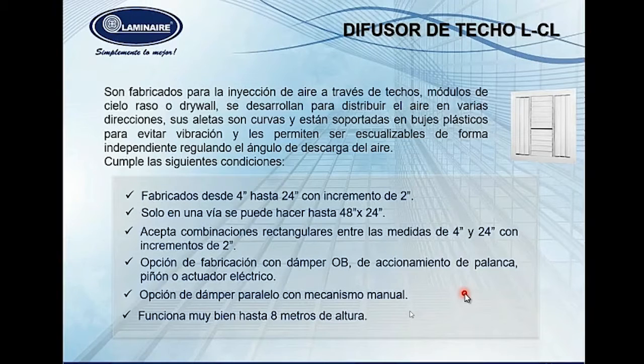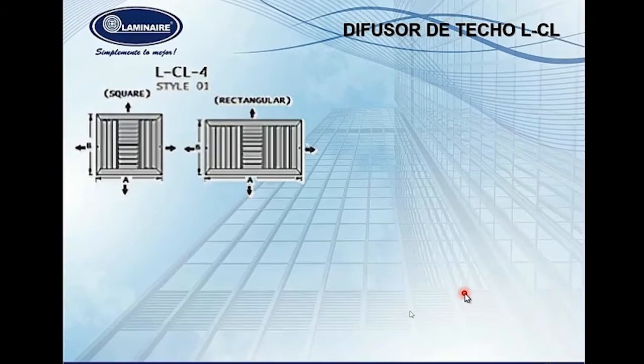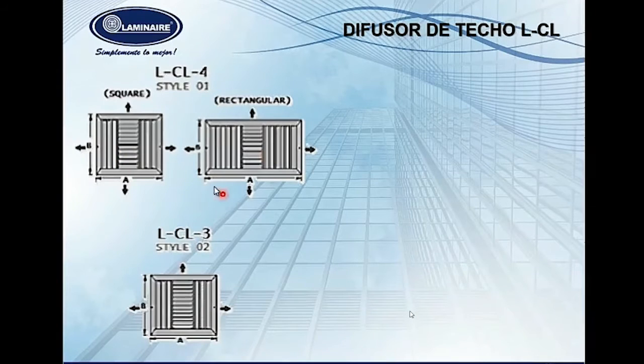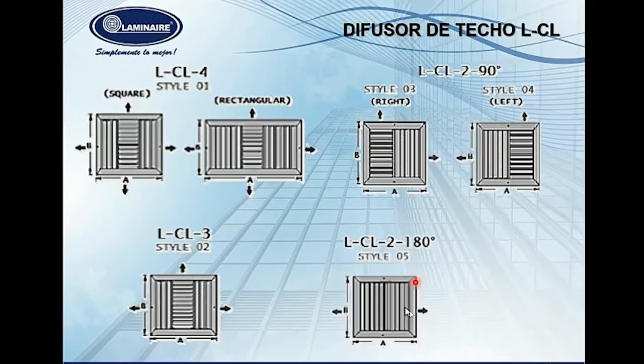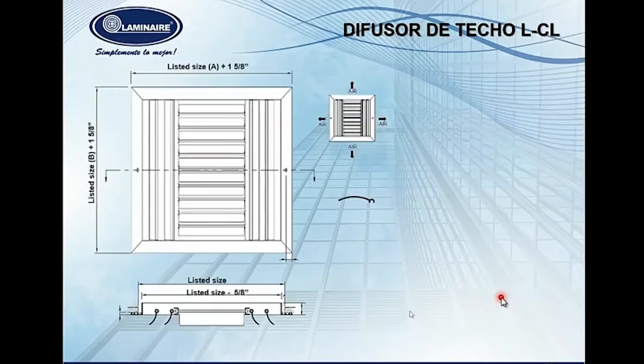It's movable, so it changes the cone of the distribution of air. It could increase the areas, and at the same time, the levels of noise are decreased, and it could be installed in heights over 5 meters. So it could be manufactured square, rectangular, four ways, three ways, rectangular, square, three ways 90 degrees, two ways 180 degrees. Right here, we can see the flap of the diffuser.